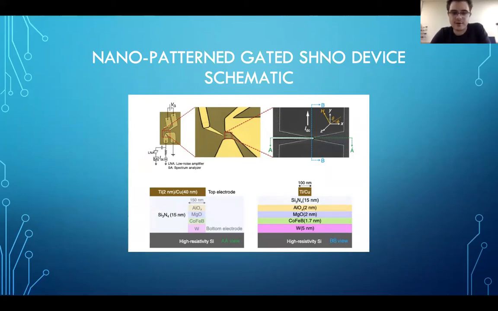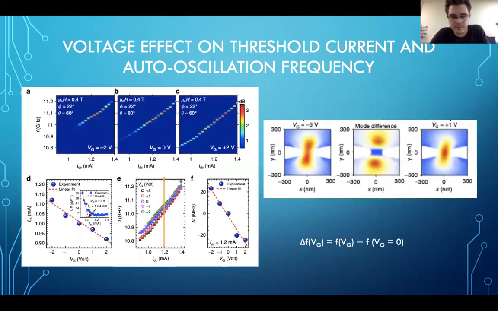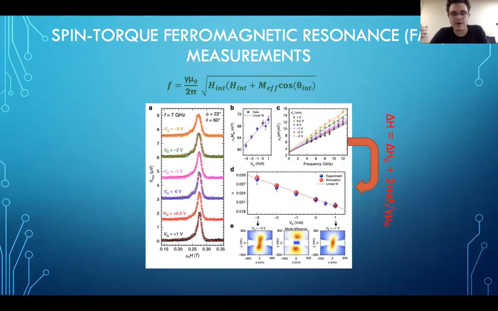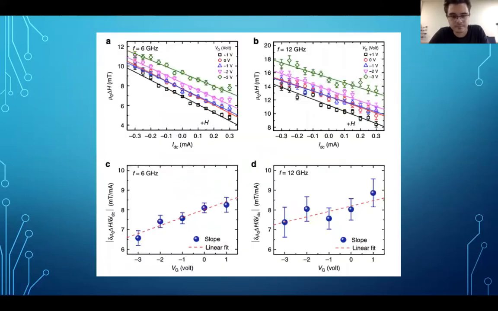They send a DC current at a fixed in-plane angle of 22 degrees. This DC current signal is amplified with an LNA and finally put into a spectrum analyzer. And to measure this, they used an RF current, which passed in from the beta phase of the tungsten. And this is the methodology behind the measurements.